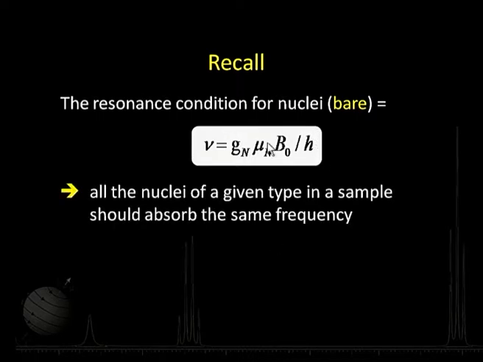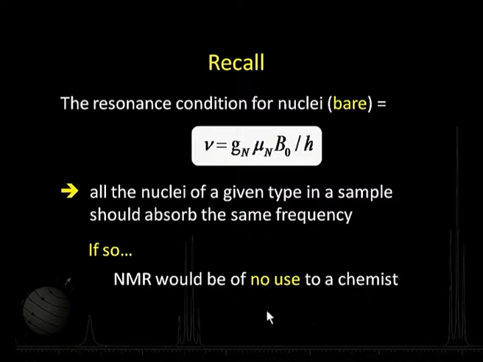If this be so, then what we expect is all the nuclei of a given type in a sample should absorb the same frequency. That means, in principle all protons in a given molecule should come at the same frequency, because according to this the nature of the proton is not coming into the picture at all. Even all carbon-13 nuclei will come at the same frequency, different from that of the proton, but they will come at the same frequency as per this formula.